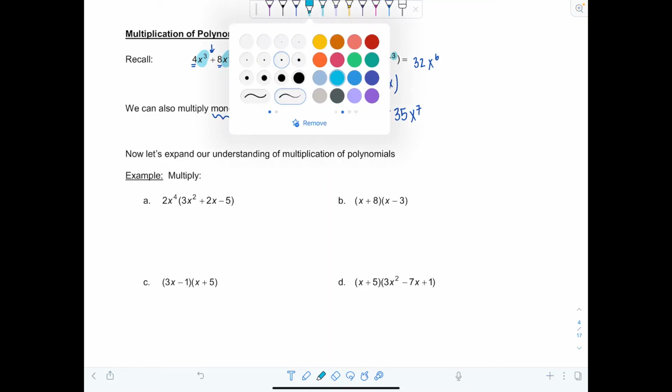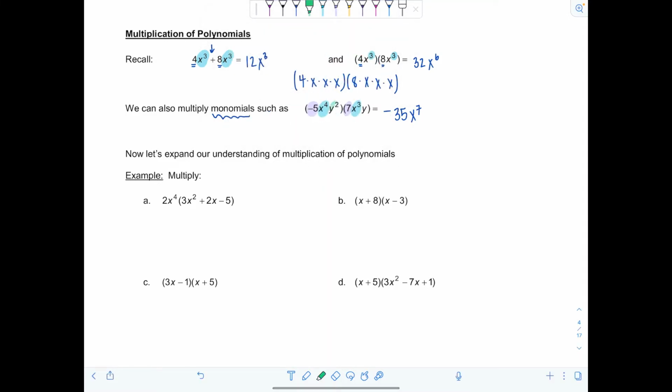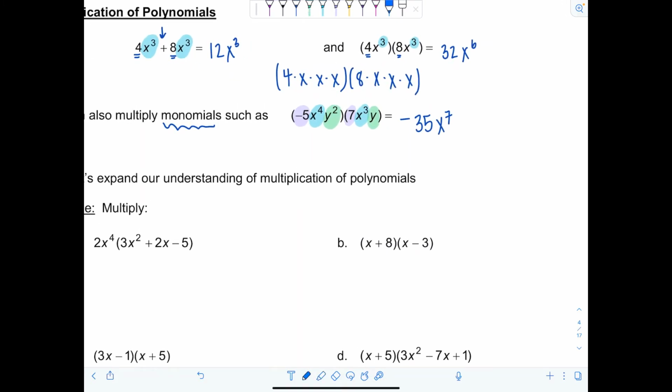And then similarly, we're going to take y squared times y. Remember that little lonesome y over here? That's really y to the 1st. So y squared times y is going to be y to the 3rd. All right, so now we're pretty good at multiplying monomials. That's really all there is to it. Let's expand and multiply general polynomials, so more than just one term.